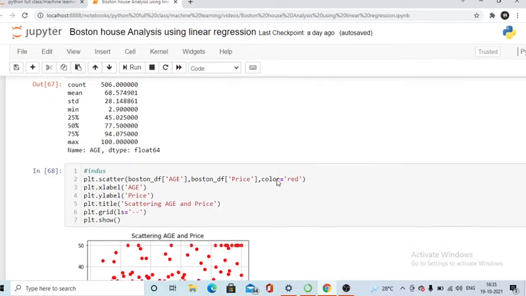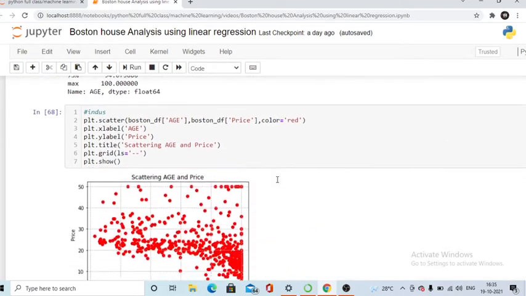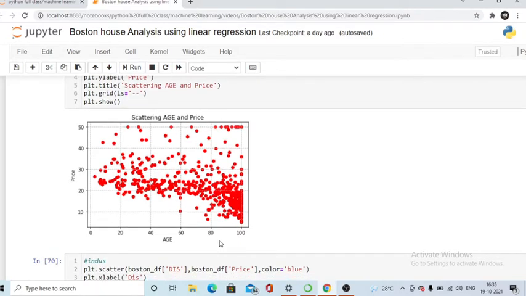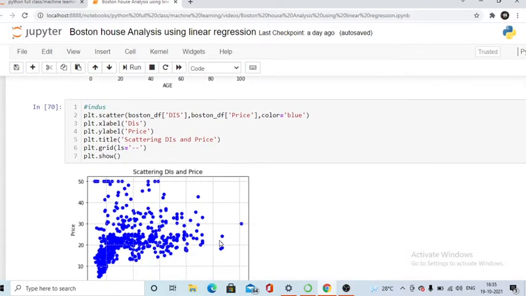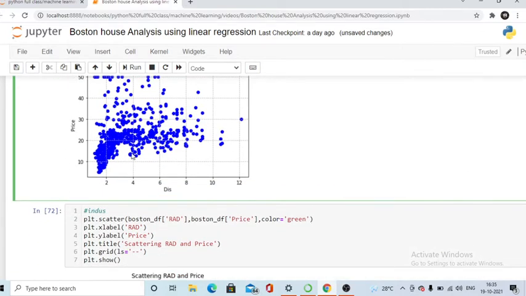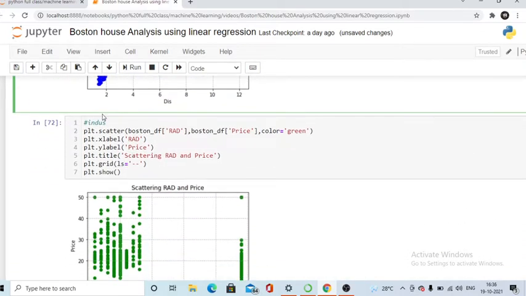Okay, now come to the age feature. With respect to the age, there will be a price benefit. If the person is a senior citizen or below 60, they have this type of age calculation also. And then you can do the DIS, that is the distance, how far the working place is, like this. Okay, so this is my DIS part, and next here it is RAD.